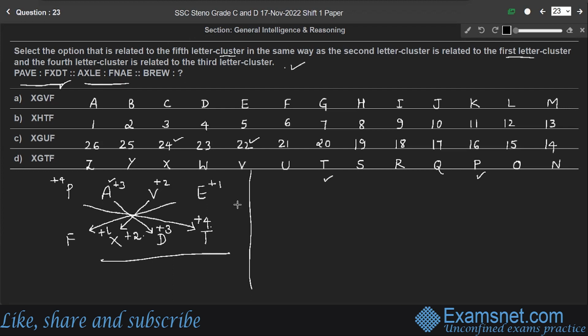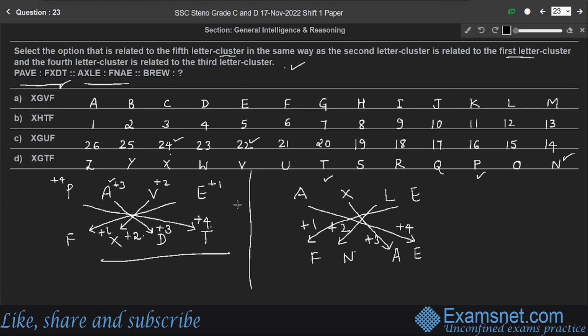Similarly, for the next letter cluster, AXLE. A is 1. So we have to add 4. A plus 4 is 5, which is E. Next, X plus 3. X is 24 plus 3 is 27. It is nothing but A. And L plus 2. L is 12 plus 2 is 14, which is N. And in the reverse manner, E plus 1. E is 5 plus 1 is 6, which is F. So AXLE is coded as FNAE.